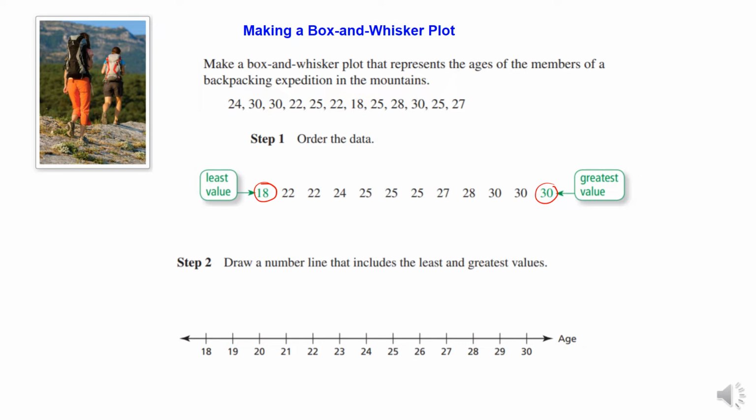So we're going to count how many things we have, how many pieces of data we have. 1, 2, 3, 4, 5, 6, 7, 8, 9, 10, 11, 12. And we want to go right to the middle. So we're going to go to 25 and we're going to see what happens.